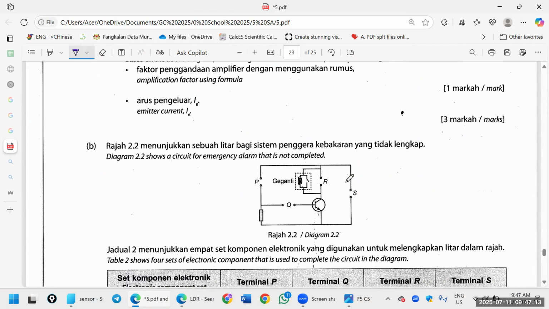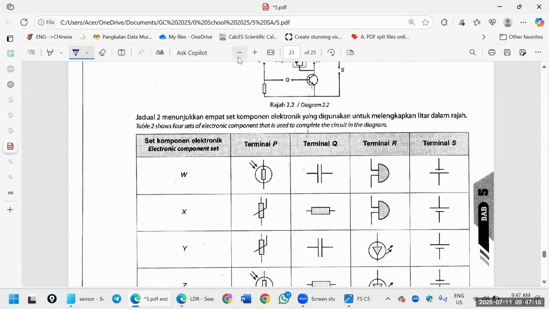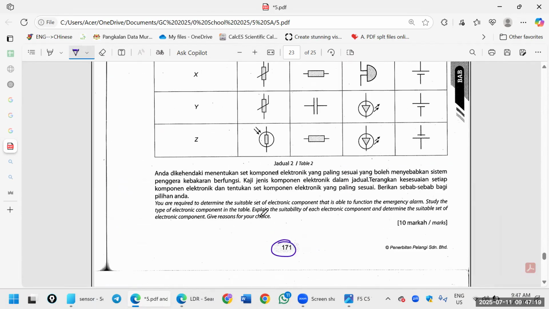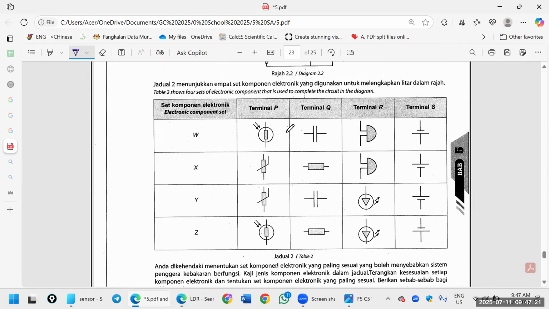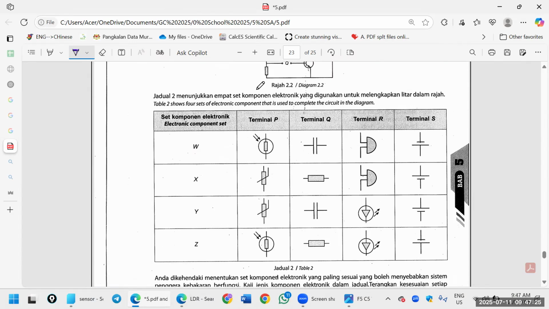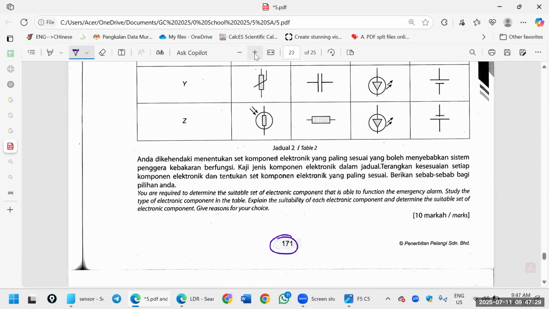Okay, then now we look at challenging part 171. Read it yourself and tell me what. Oh yeah, 3 more minutes. Okay, to complete the diagram.